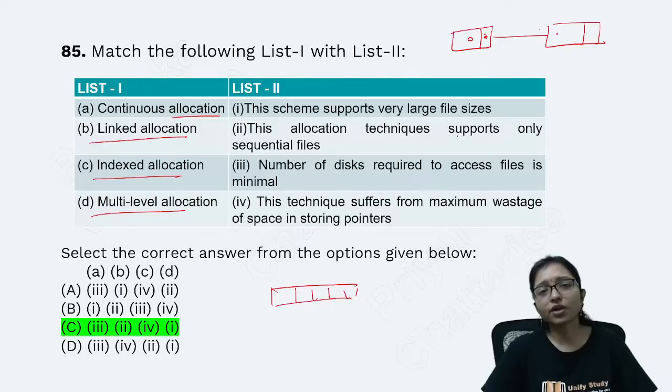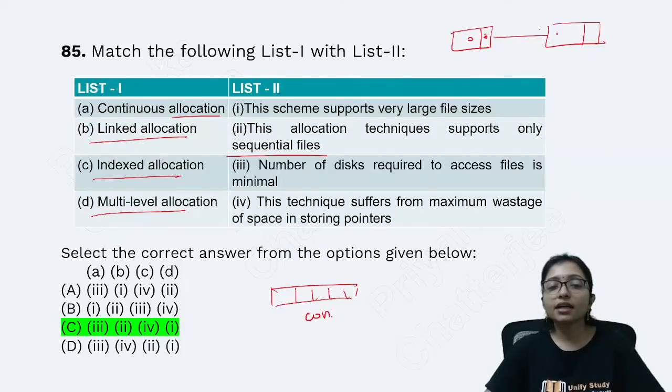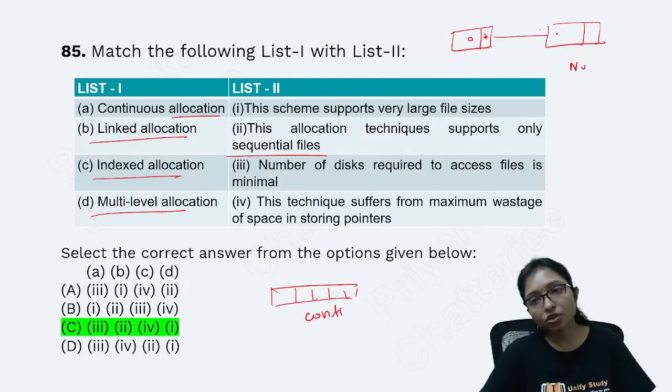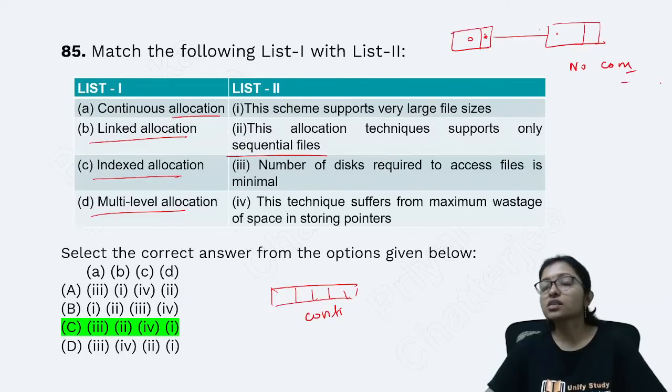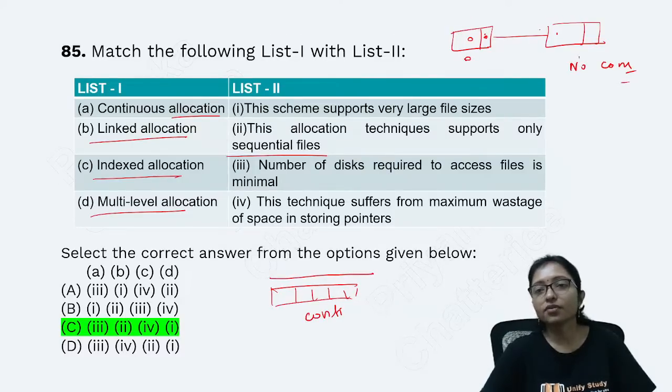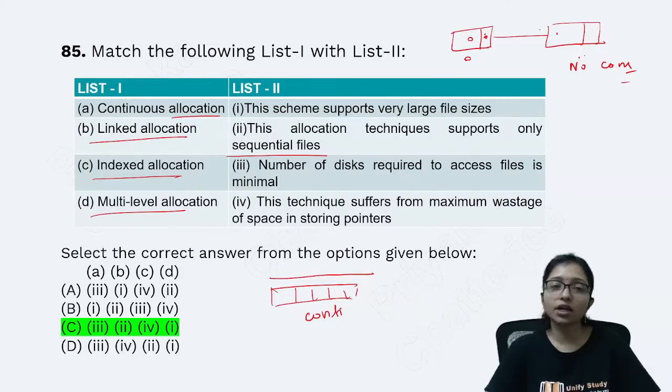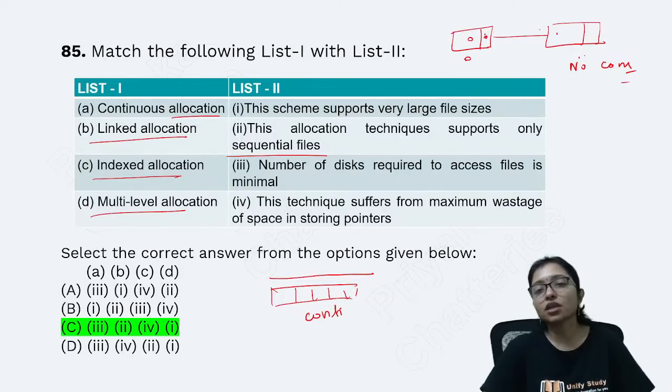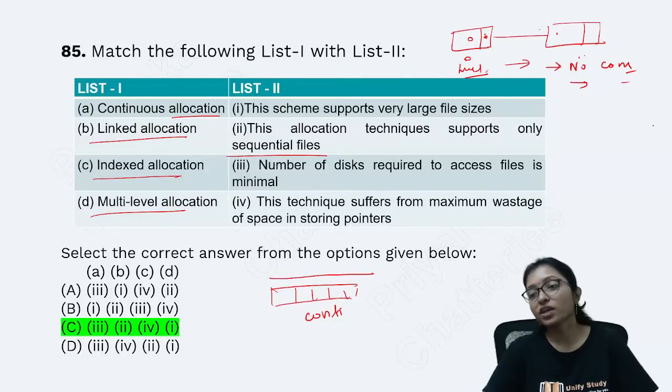So this allocation supports only sequential files. Why? Although it is not contiguous, there are two concepts: the array is contiguous and this is non-contiguous. The contiguous versus non-contiguous concept comes because an array is in the same memory chunk, but here it can be in different memory. That's why it is non-contiguous. But access is sequential. Why? Because it is my head, and through the head, one by one only, I can access sequentially.